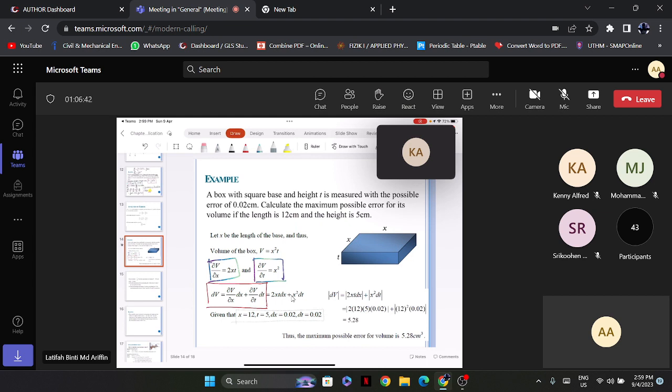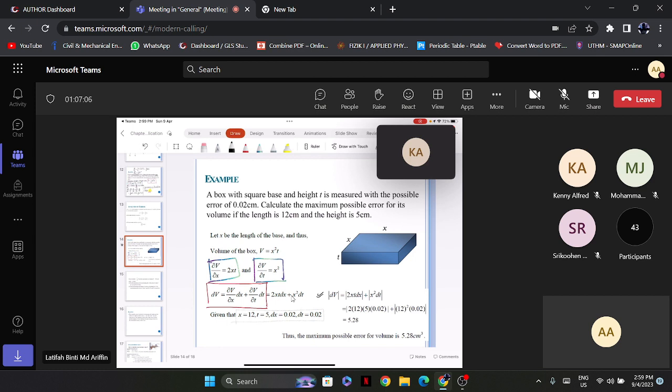Dan gantikan ke dalam kita punya formula. So this is our formula: modulus dV equals modulus 2xt dx plus modulus x squared dt. And kita akan dapat the maximum possible error for volume is 5.28 cm cube.